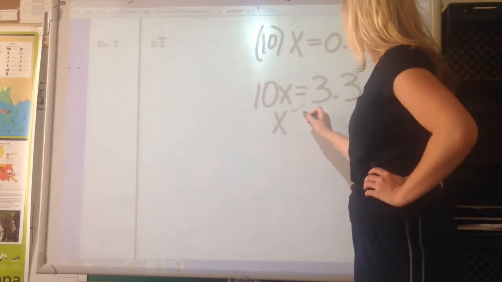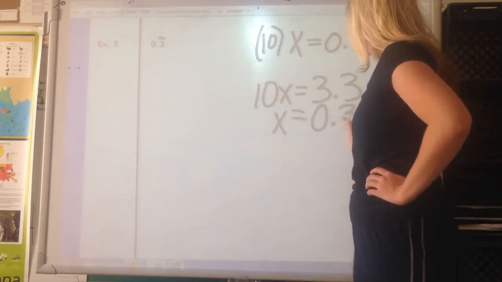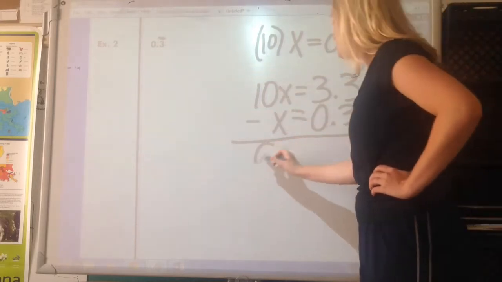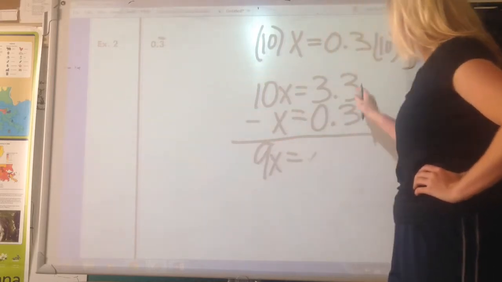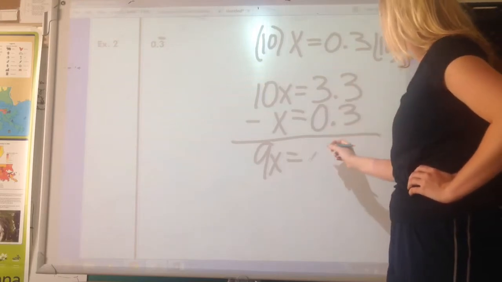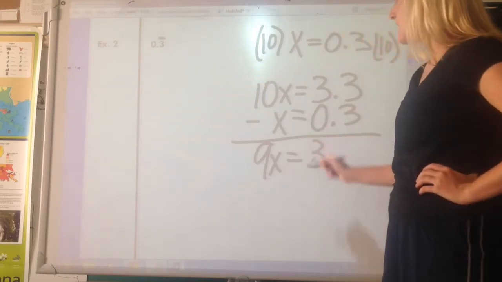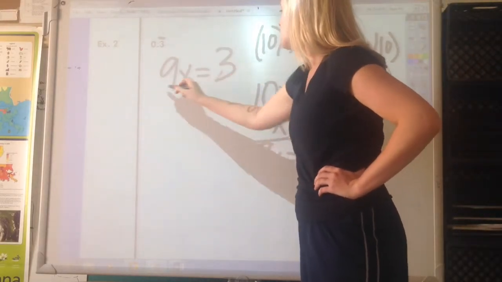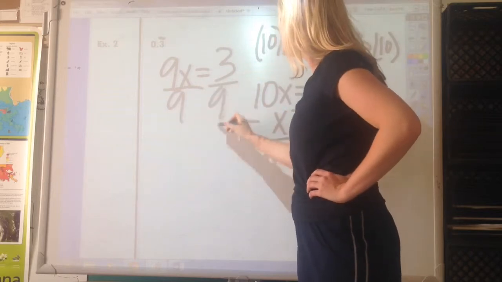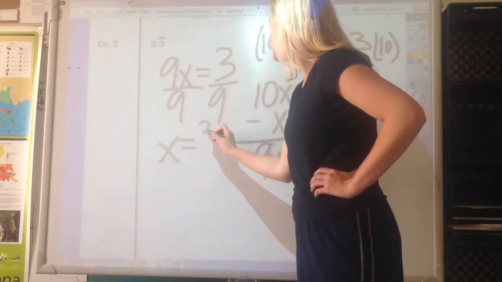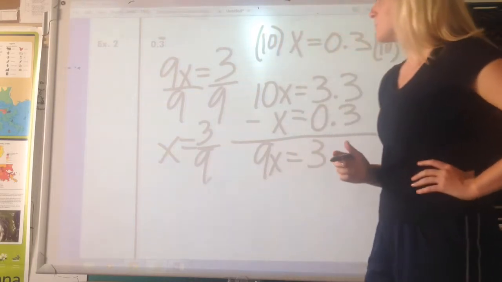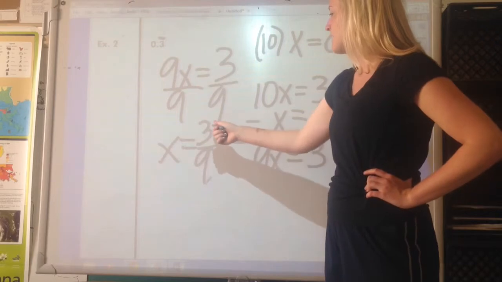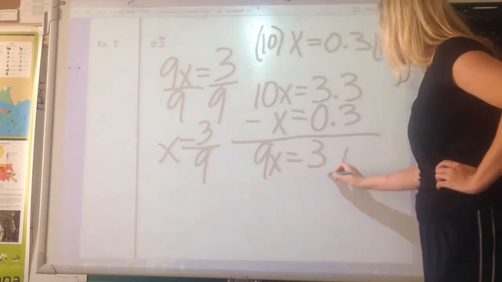Then I just take my original equation and I subtract down. 10x minus x is 9x. 3 minus 3 is 0. 3 minus 0 is 3. My last step is just to solve for x. So I have 9x equals 3. I'm going to divide by 9 on both sides, and that's going to leave me with x equals 3 ninths. This would be my final answer, except that I see that this fraction can be simplified. If I divide the top and bottom by 3, I come out with 1/3.